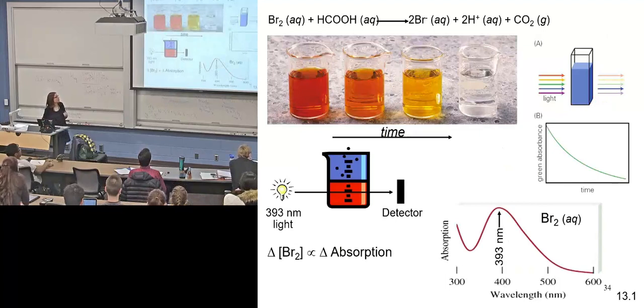And so what you can do here is, essentially, the change in concentration of your reactant is proportional to the change in absorbance that you're going to get. And so you can continually take absorbance measurements with a spectrophotometer, and as you see the absorbance drop off, you know that you have a relationship to the concentration change. That's one example.